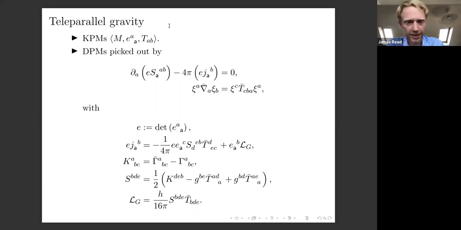The most important thing to look at here is the force equation for gravitating but otherwise force-free bodies. One finds that gravitating but otherwise force-free bodies do not move on geodesics of the Weitzenbock connection, but rather they deviate from geodesics in a way which is given by this term on the right-hand side, which is proportional to the torsion of the space-time.